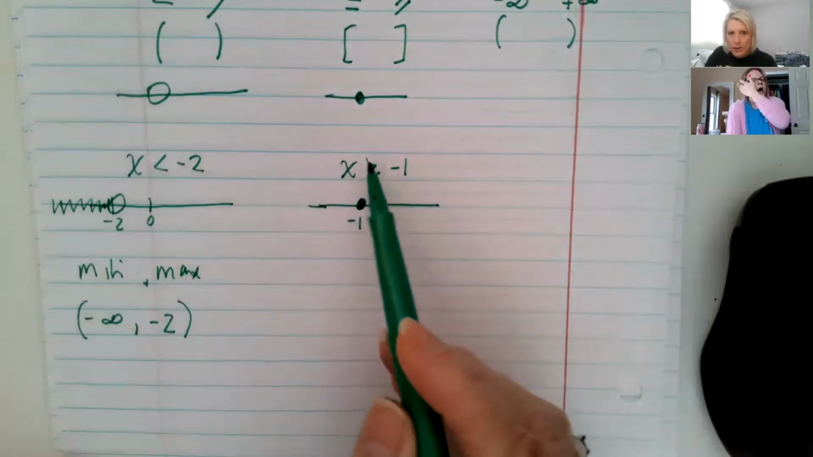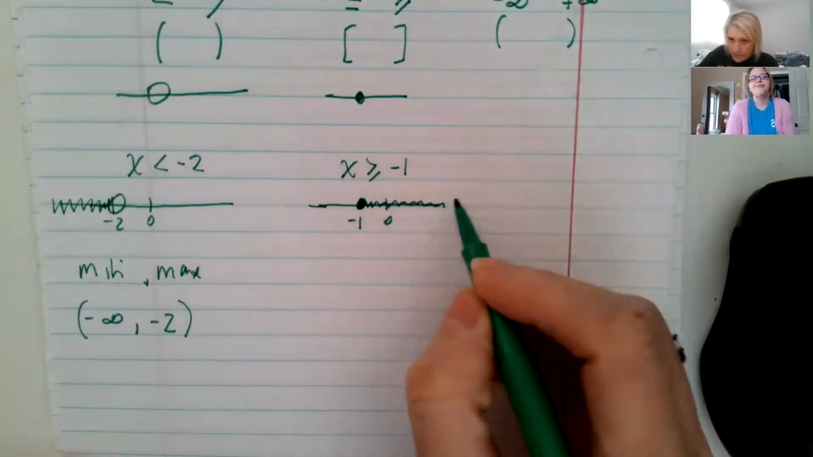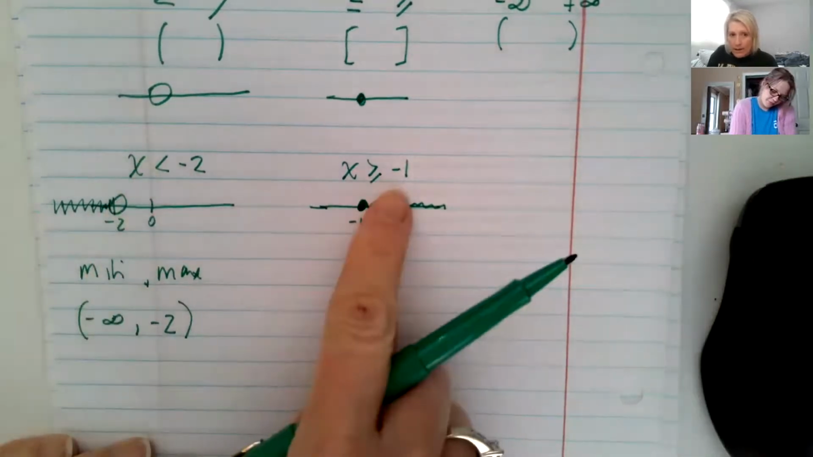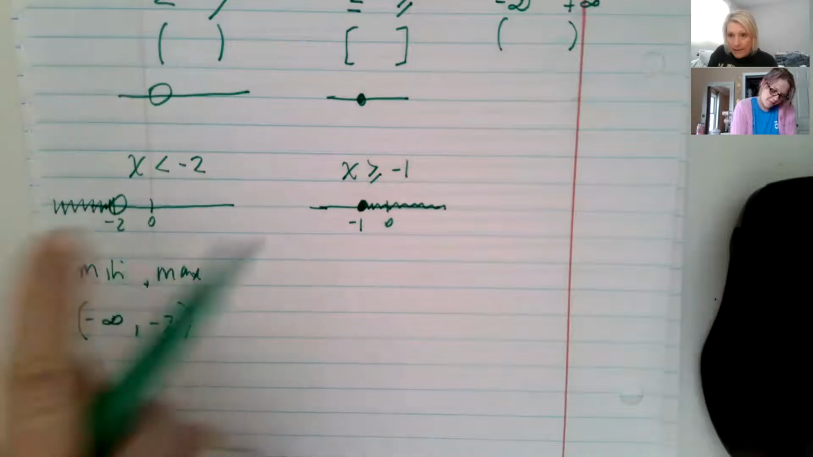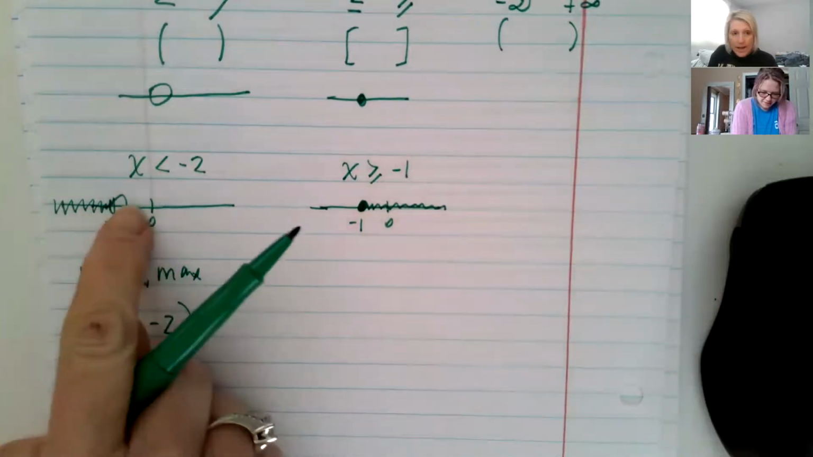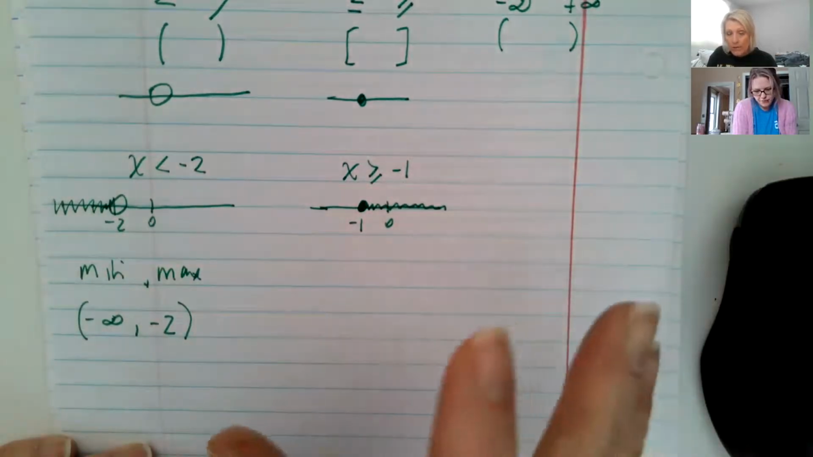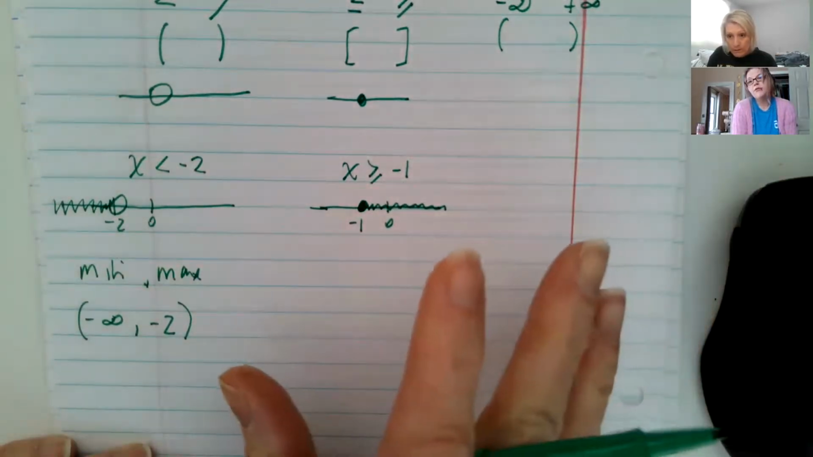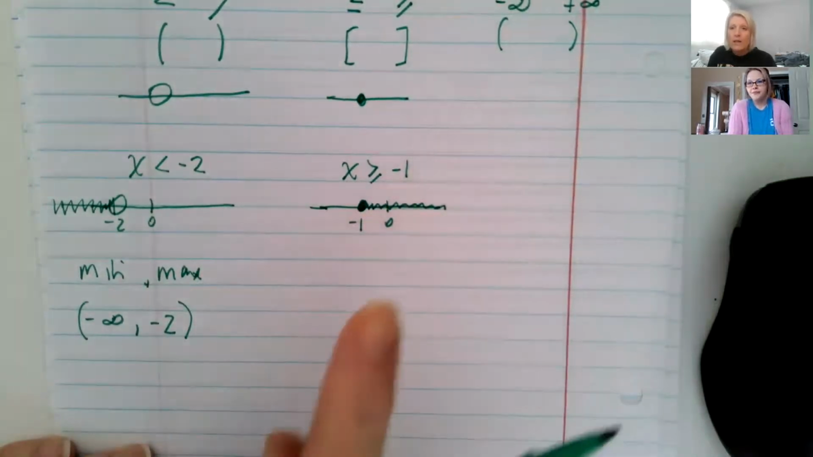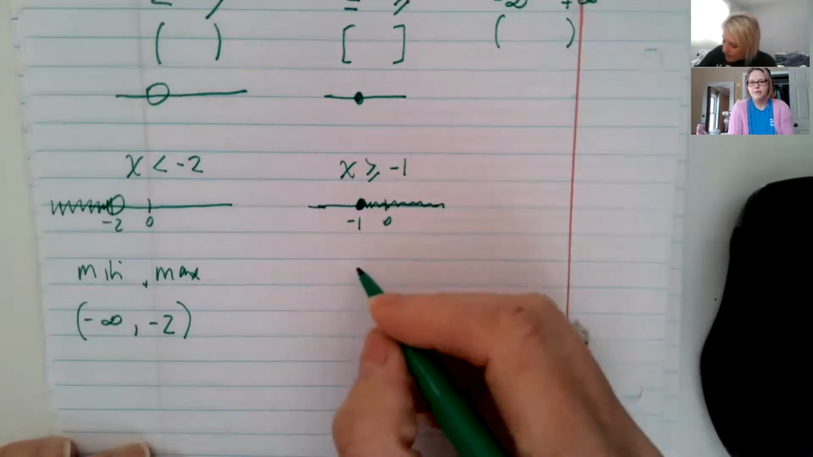X is on the left, so I can use my pointing. It's pointing to the right, so I'm going to shade to the right. Also, if you've noticed, the single inequalities always have an endless limit, either to the left or to the right. The double inequalities will have both endpoints. But these are single inequalities, so they always have an endless endpoint to either the right or the left. And now that I've got this set up, I've got my min and my max.